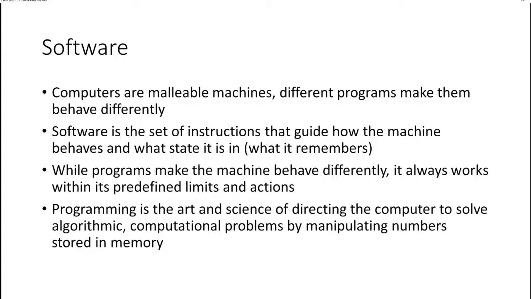Programs make a machine behave differently. Different programs cause different behaviors. Not every program does exactly the same thing. Otherwise, we would only need one program, but we need thousands because they each do something different. The machine has predefined limits and actions that it can do. Certain instructions down in the very CPU, there's a certain limited set of instructions a machine can do.